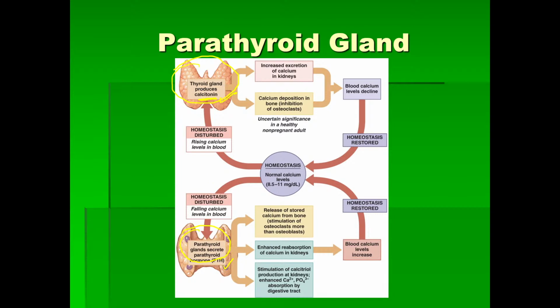It means calcitonin will regulate the calcium ion concentration when the calcium level is high, whereas parathormone will regulate the blood calcium level when the calcium ion concentration is low in the blood. So on the whole, these two important glands work together to bring about calcium ion balance within the human body. Normally, the calcium ion concentration within the human body is about 8.5 to 11 milligrams per deciliter of blood volume.